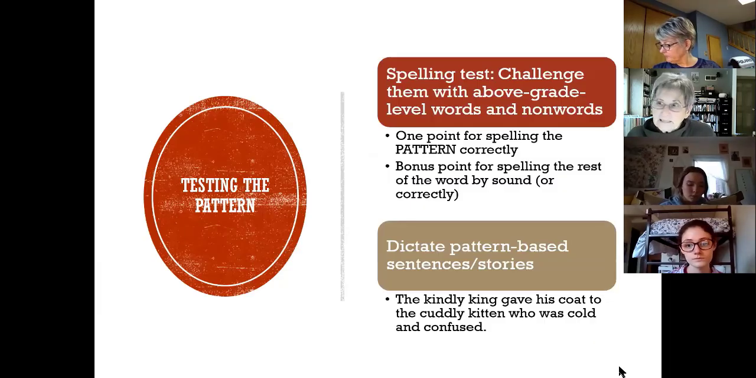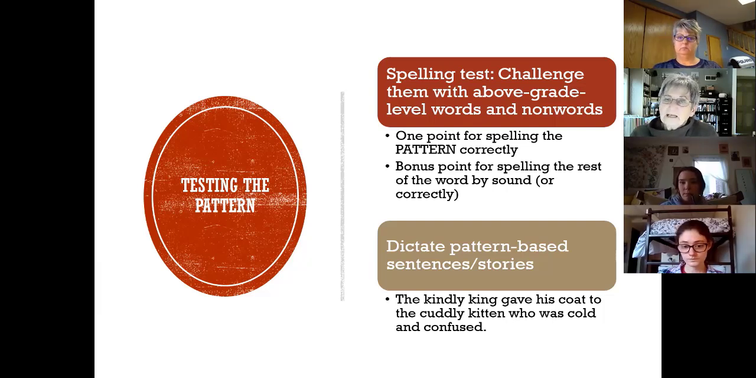Okay, now testing. The challenge items are going to be above grade level words and non-words. They're in your manual. They'll get 1 point for spelling the pattern correctly. So even if the whole rest of the word is wrong, if, for example, beginning K, they spell it with either a K-I or K-E, it follows the pattern. And then if they spell it either phonetically or correctly, they get a bonus point. Okay? The important thing is the pattern correct.